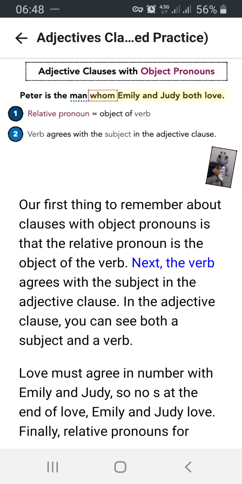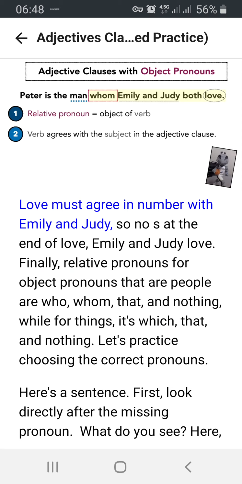Next, the verb agrees with the subject in the adjective clause. In the adjective clause, you can see both a subject and a verb. Love must agree in number with Emily and Judy, so no S at the end of love. Emily and Judy love. Finally, relative pronouns for object pronouns that are people are who, whom, that, and nothing, while for things, it's which, that, and nothing.